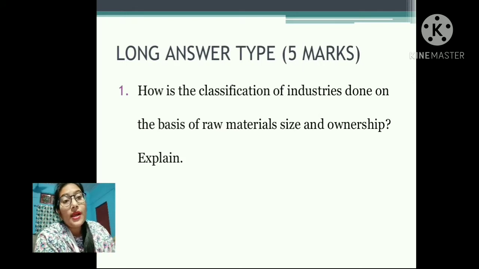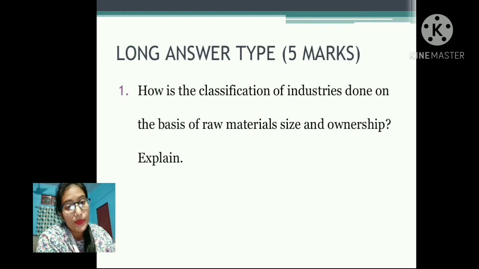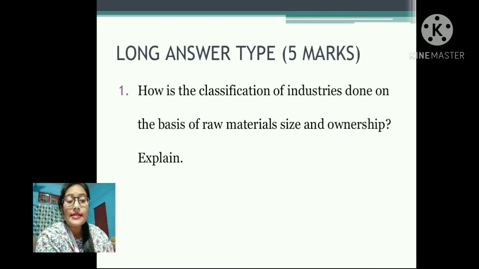Now coming to the long answer type questions. So students, how is the classification of industries done on the basis of raw material, size and ownership? So you need to write about the various classifications of industries on all the 3 bases. First, raw materials, then size and then ownership.